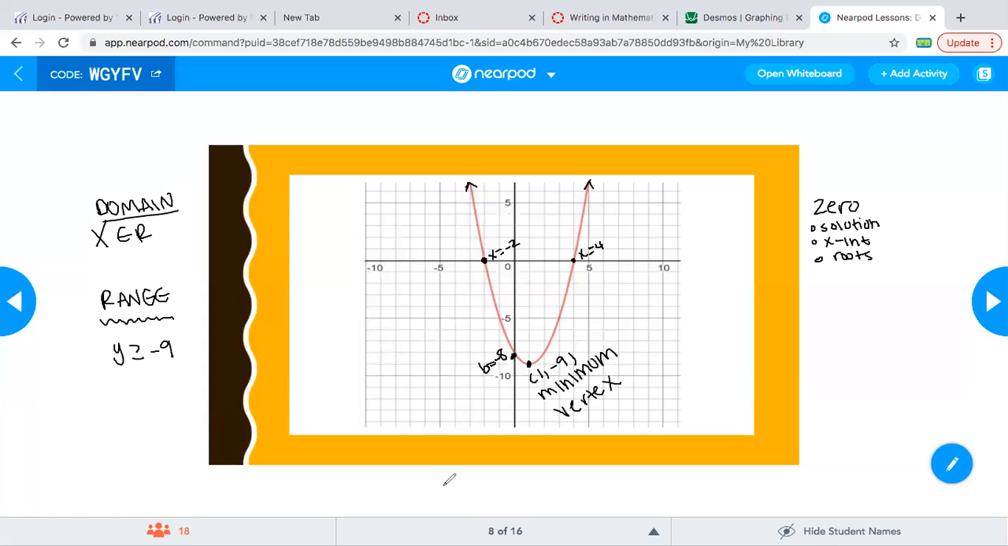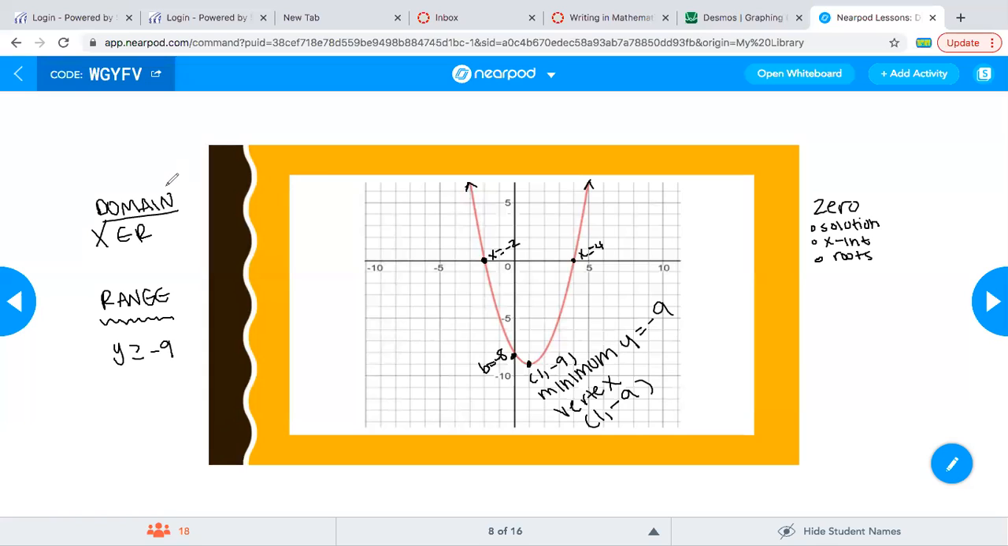So there's a lot of vocabulary hitting you all at once, okay? So the minimum on this graph is also called the vertex. So the vertex is the actual point, 1, -9, and the minimum is the actual y value, which would be y equals -9. There is one last feature you need to know about this graph. One more thing, okay? Let me pause though.